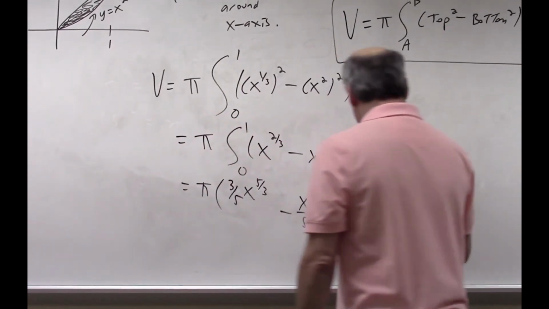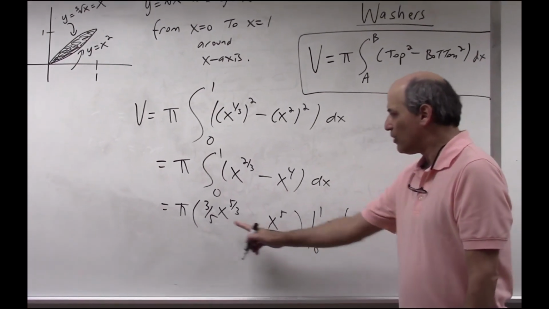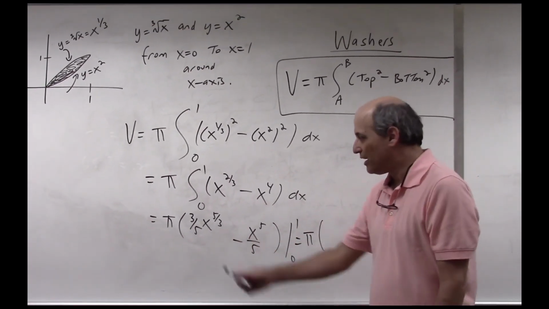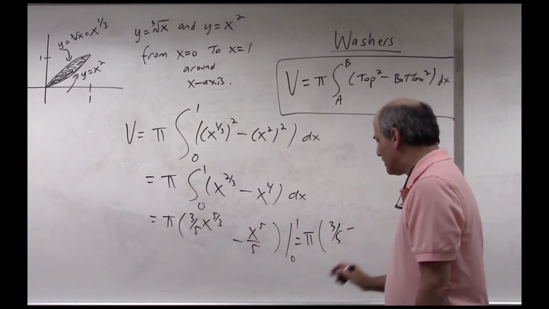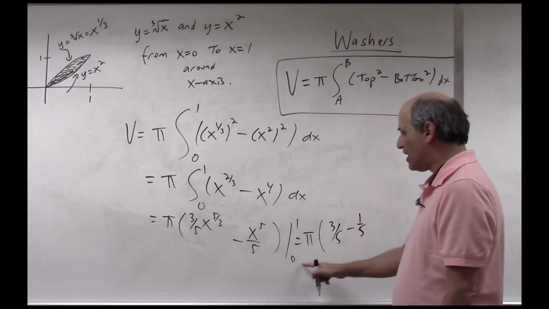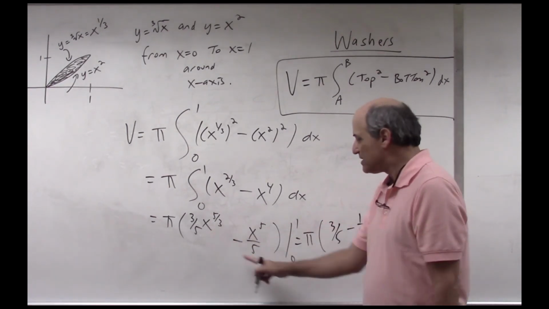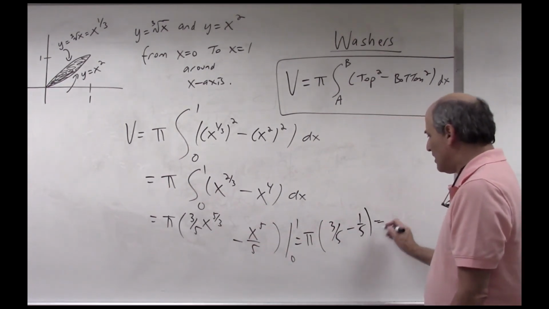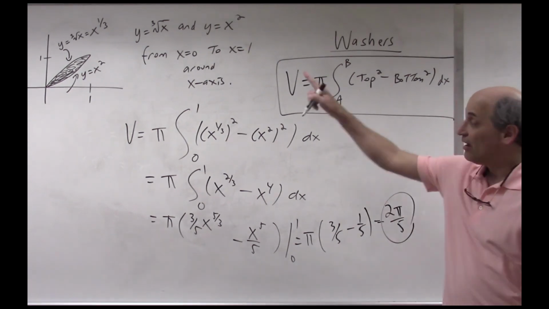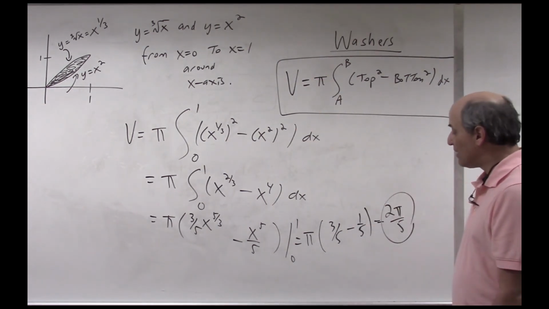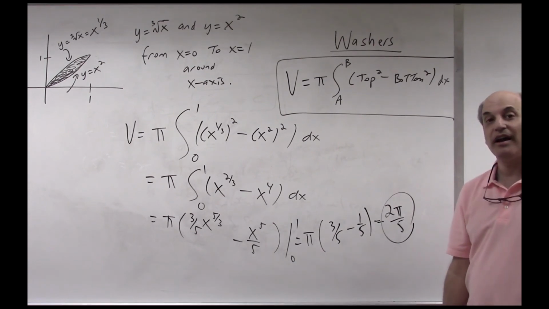All right, so let's leave the pi out here for now. If I plug 1 in here, 1 to any power is 1. So this is 3/5 minus 1/5. If I plug 0 in, that's going to be 0, and that's going to be 0. So this is 2/5 times pi. That is, the volume of that region rotated around the x-axis is just 2 pi divided by 5.